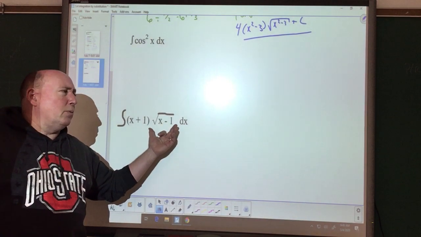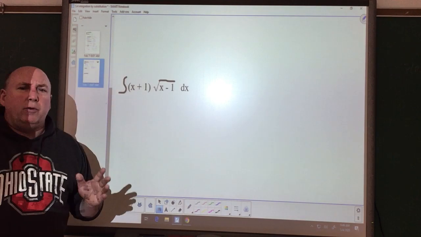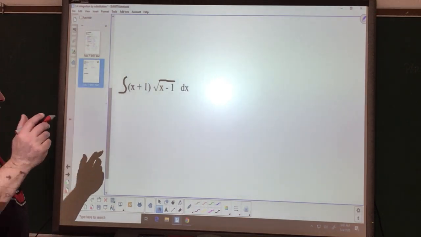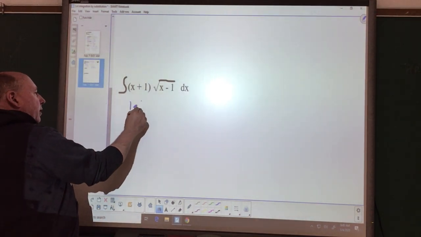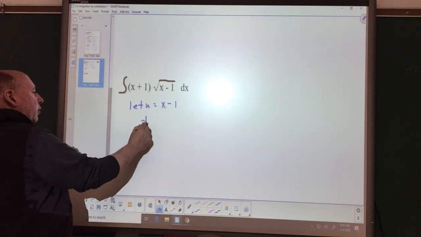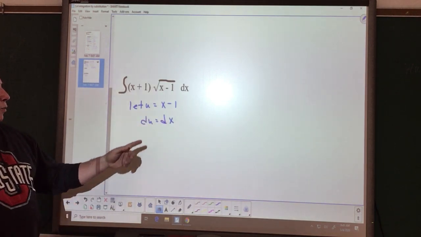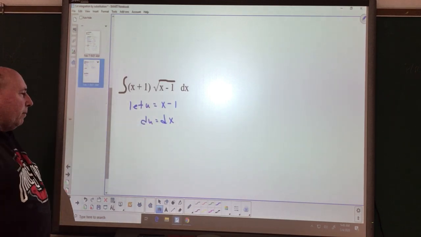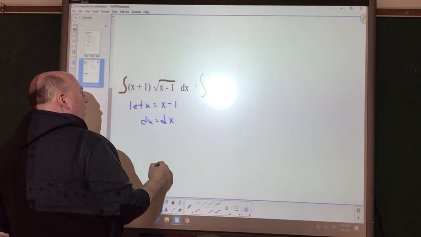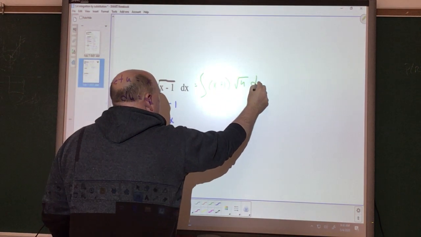We'll go down to this last one here. Now on the last one, it's a little bit trickier. We have the antiderivative of x plus 1 times the square root of x minus 1. So let's let u equal x minus 1. So du equals dx, because my derivative here is just 1. If I make my substitution, we're left with the antiderivative of x plus 1 square root of u du.